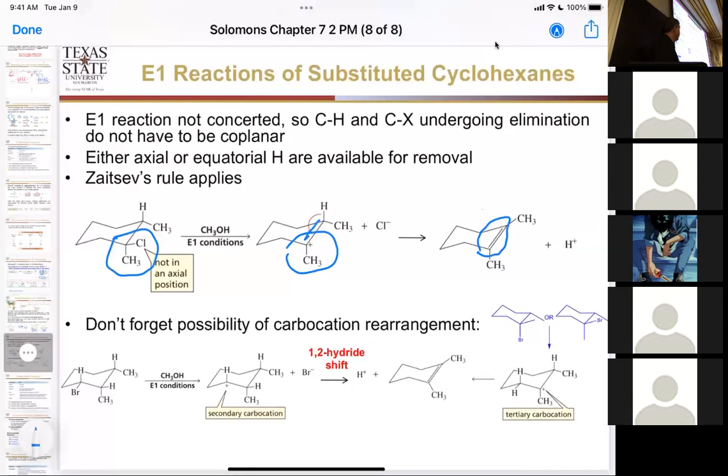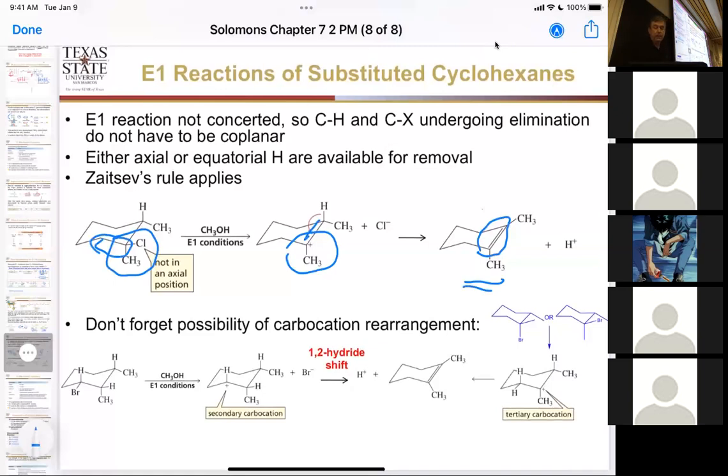Okay. Under E2 conditions, it wouldn't have reacted in that position. And it wouldn't have reacted because when you flipped it the other way, the chlorine becomes axial, but the methyl group over there becomes equatorial. And so that means you'd have to build your double bond over here. So our double bond would have been over here. So we wouldn't have gotten this product through the E2 mechanism.